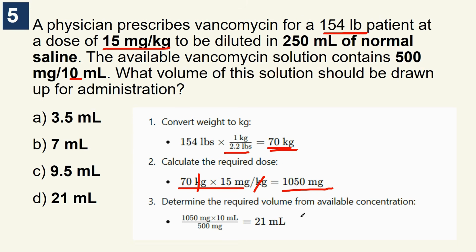So you can do cross multiplication. 10 mL contains 500 milligrams, so 1050 milligrams is how many mL? If you cross multiply, it gives you 21 mL. Therefore, your correct answer is 21 mL. This is your correct answer.